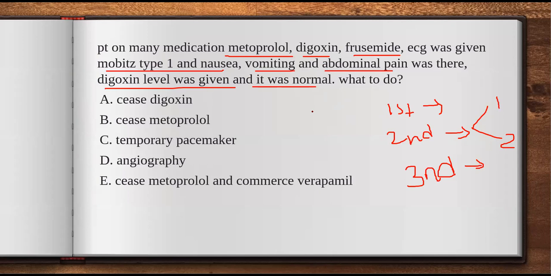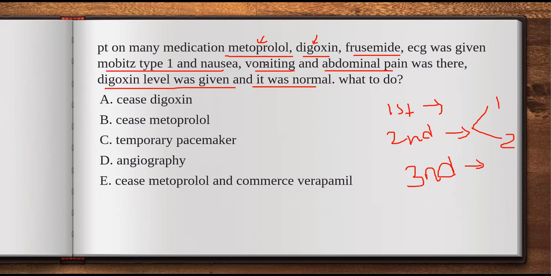What to do? Now, remember one thing. This patient is on digoxin, furosemide, metoprolol. Only two of these medications can cause or can aggravate block. One is digoxin, because digoxin can aggravate heart block, and metoprolol is a beta blocker. It can also aggravate heart block. Furosemide has nothing to do with it.